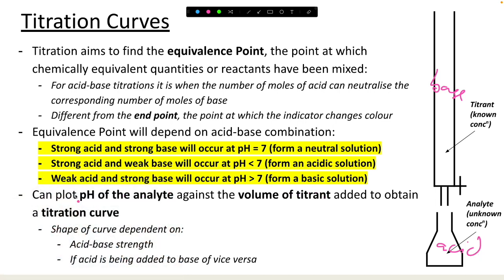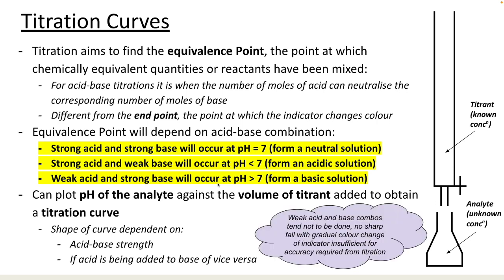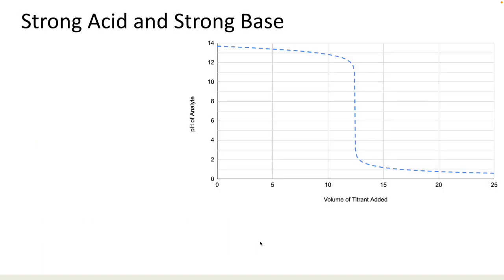What you might notice though is that there's a combination of acid-base strength that is very much missing from my three dot points there, which is the weak acid and the weak base. These combos tend not to be done because there's no sharp fall with a gradual color change of indicator. It's insufficient for the accuracy required from titration. What does that mean? What are we talking about with the sharp fall? Well, it looks something like this.